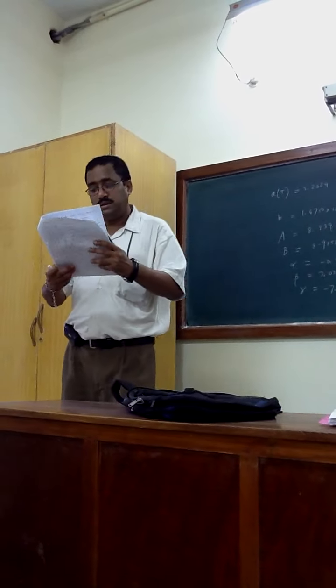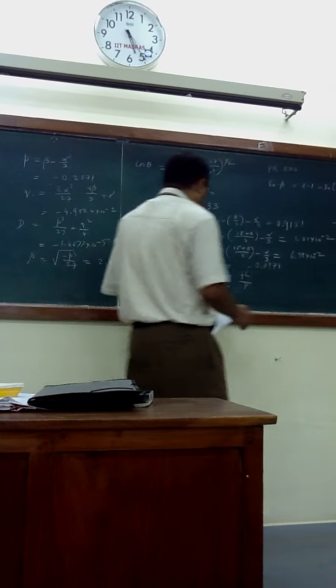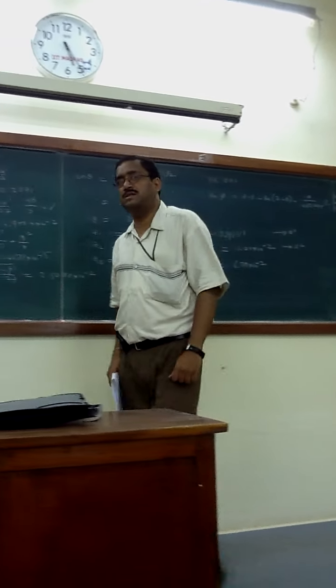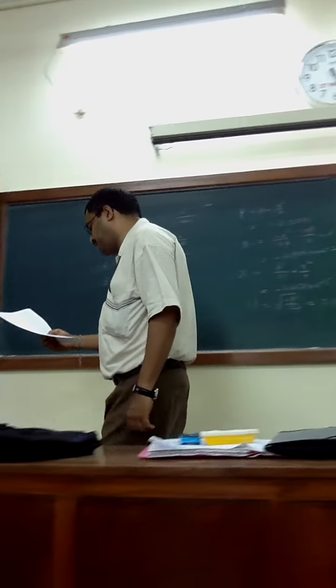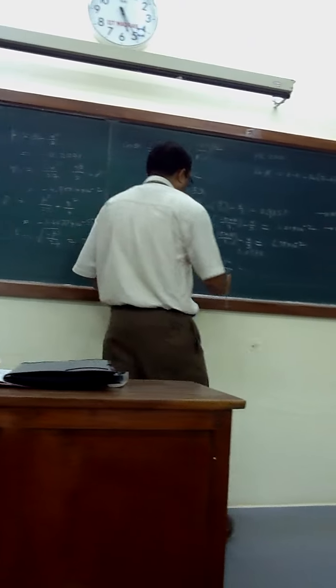So phi L should be how much? Phi L should be the anti-log or exponential of this. So anti-log means how much are you getting? 0.9068.